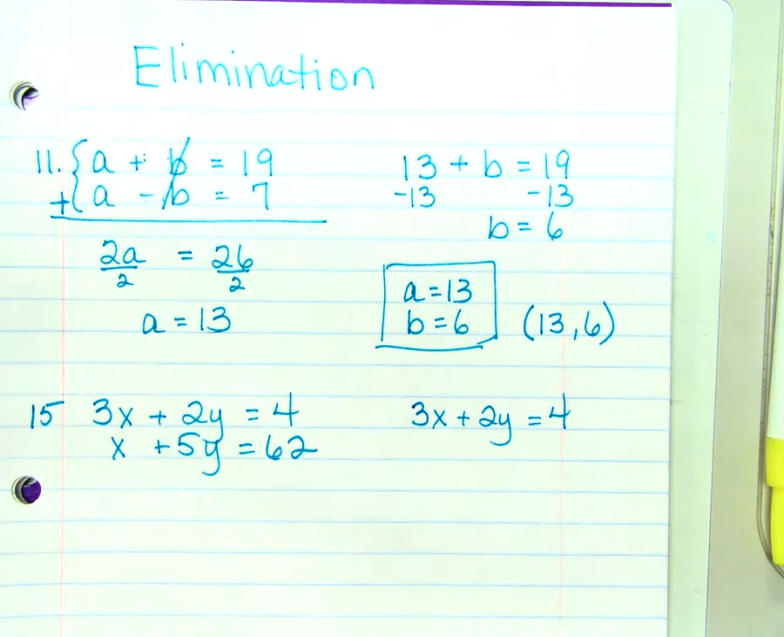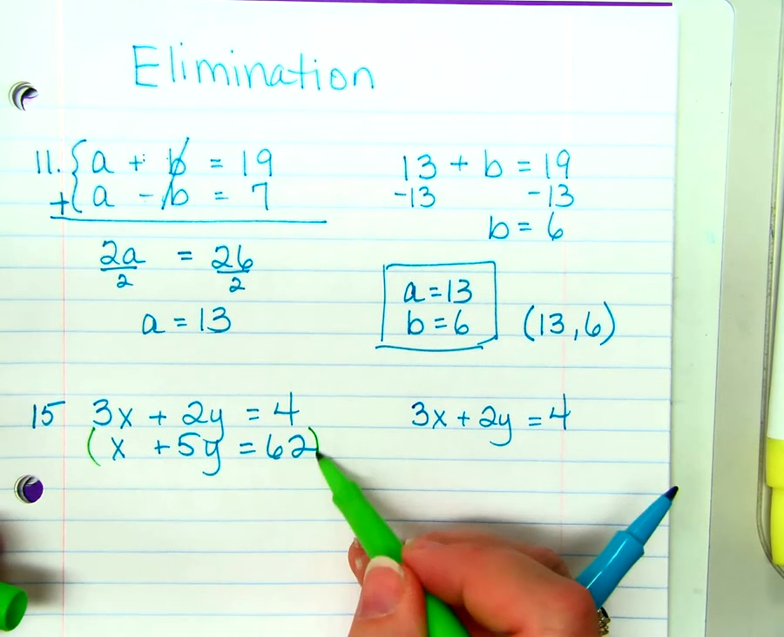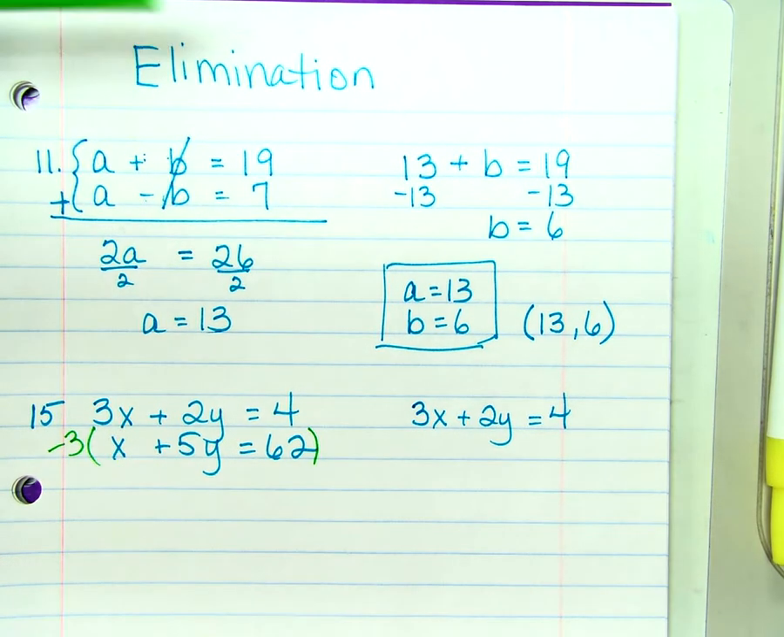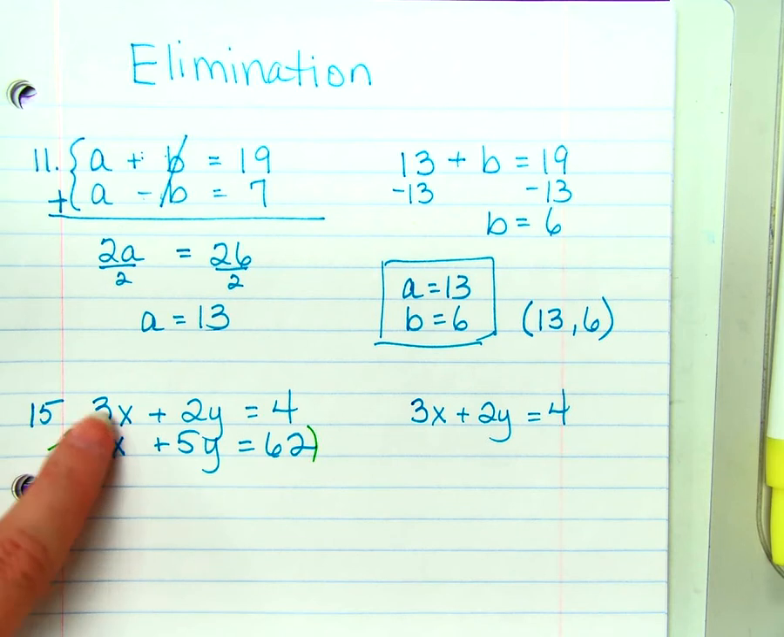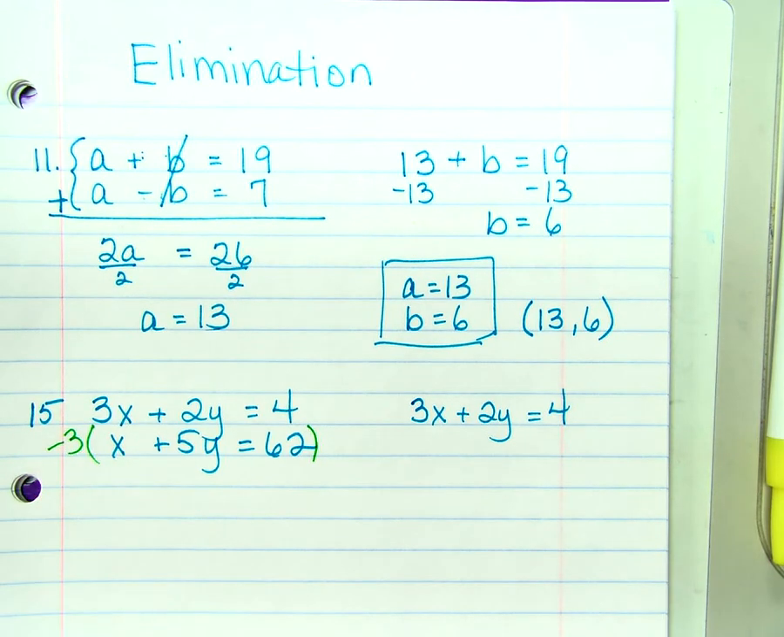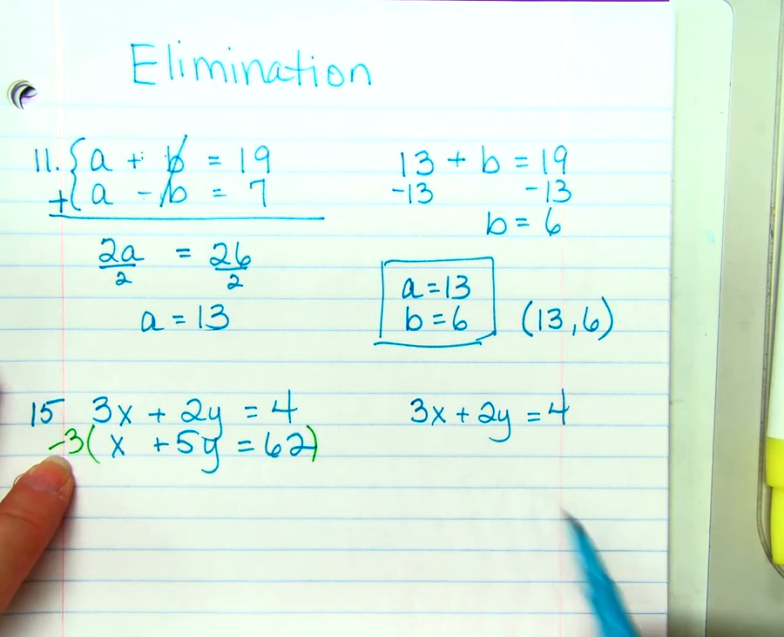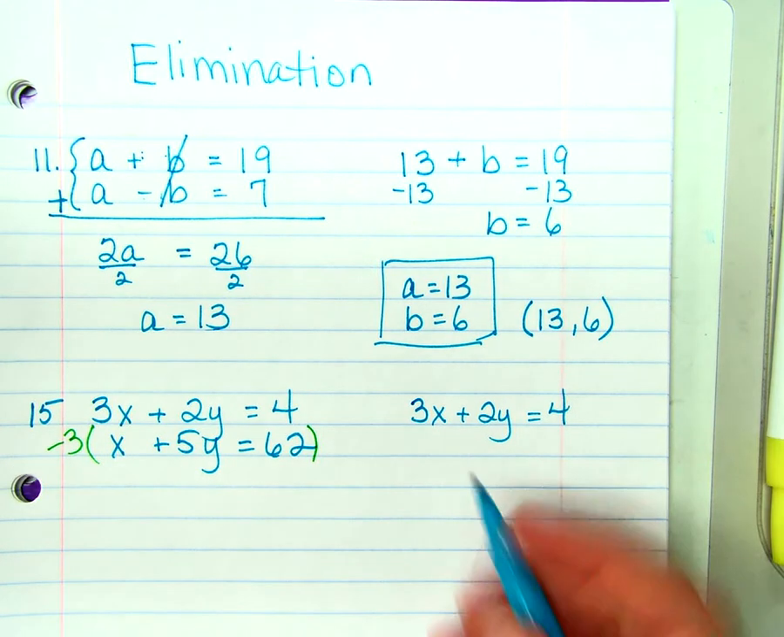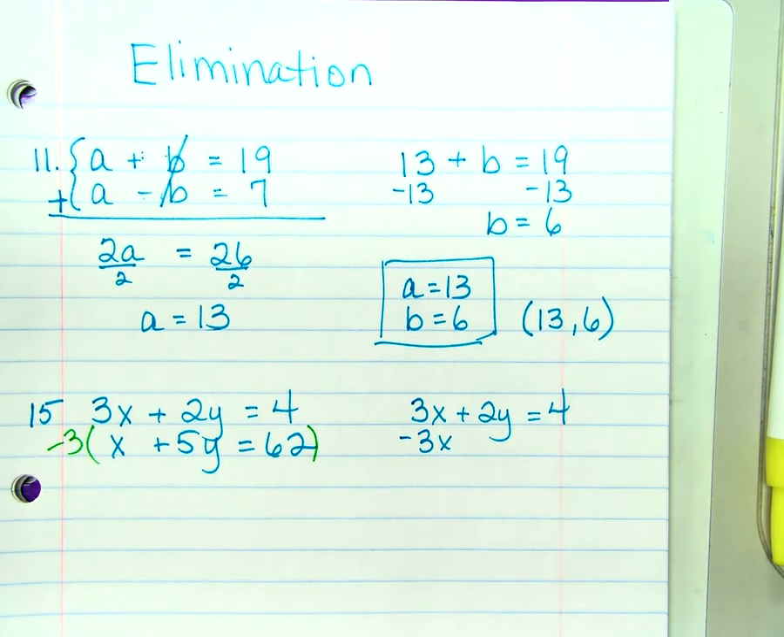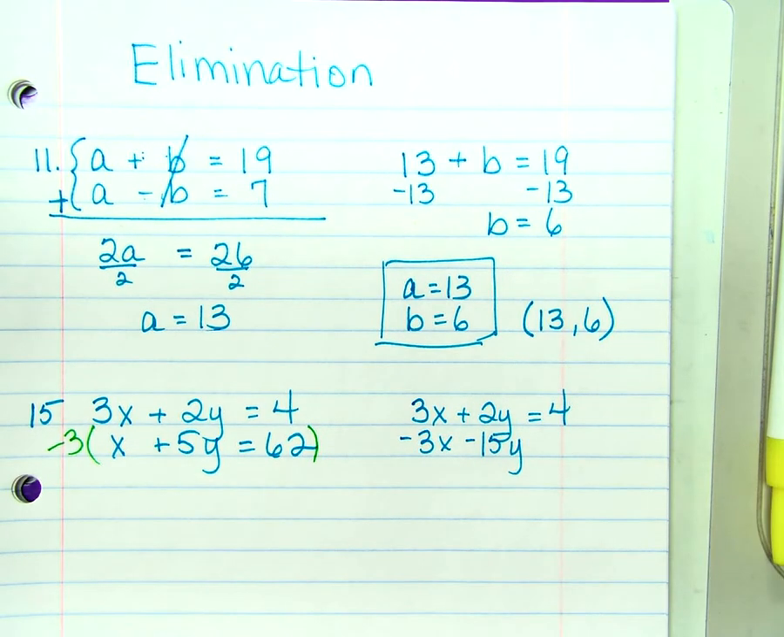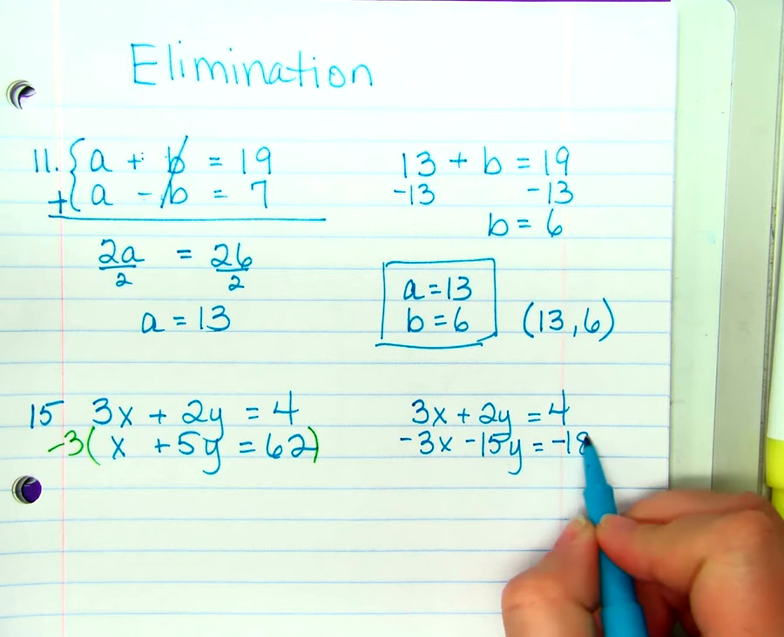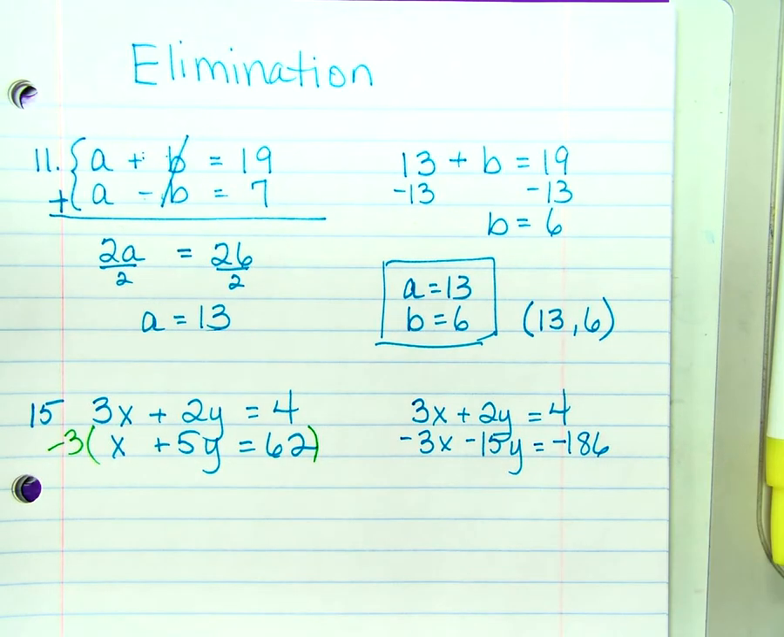And then the second equation, I'm going to take the whole entire second equation and multiply it by negative 3. Now where did I get the negative 3? Hopefully you see that I needed this to be a negative 3 so that it would be opposite sign but the same number. If I multiply that entire second equation by negative 3, I get negative 3x minus 15y equals negative 186. 62 times 3, yep, 186.